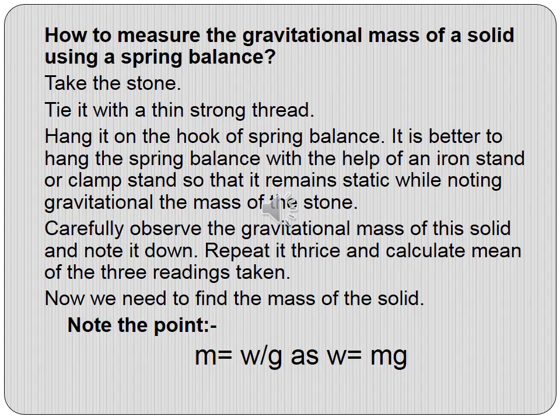Now we need to find the mass of the stone. You have to note this point. Mass of an object m is equal to its weight divided by acceleration due to gravity, that is W by g, as W is equal to mg.